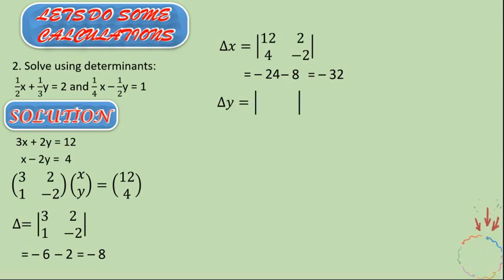Then we repeat the same thing for the determinant of y. So what do we do in the case of determinant of y? We are going to replace this y value with a constant value here. So that's how we got this. Instead of 2 and minus 2 we have here. That's how we got that.